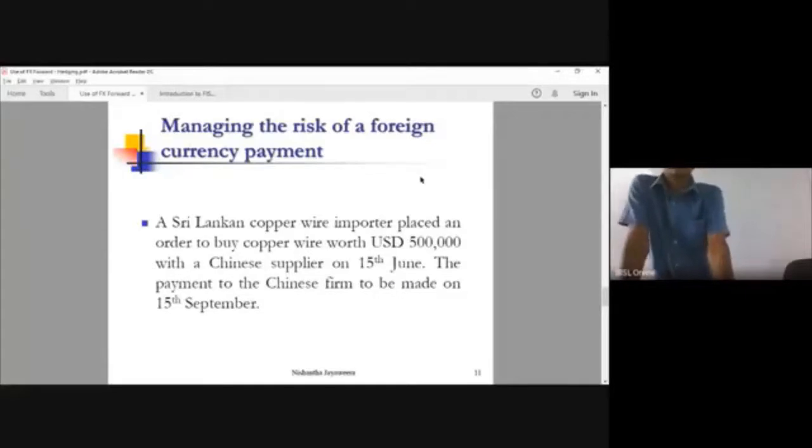A Sri Lankan firm, a copper wire importer, placed an order to buy copper wire worth $500,000 with a Chinese supplier on 15th June. The payment to the Chinese firm is to be made on 15th September.